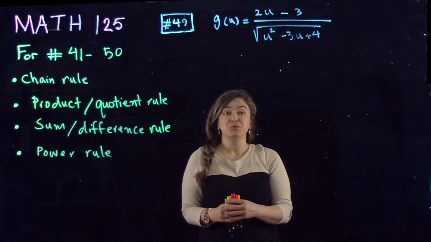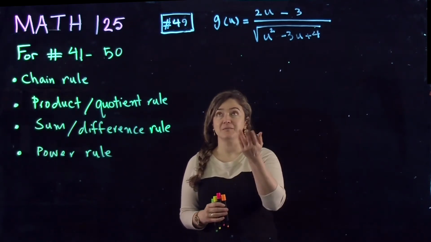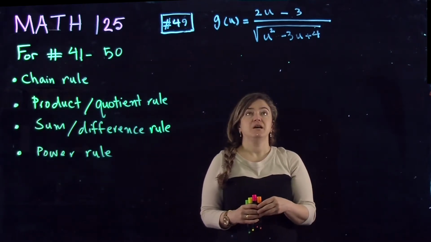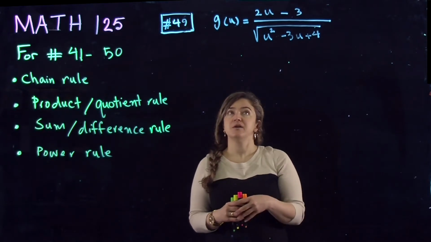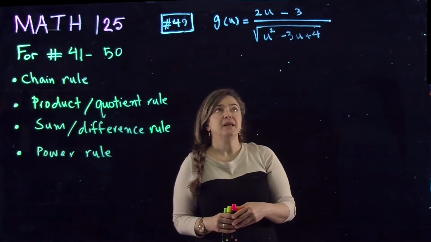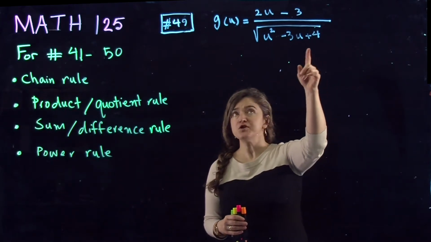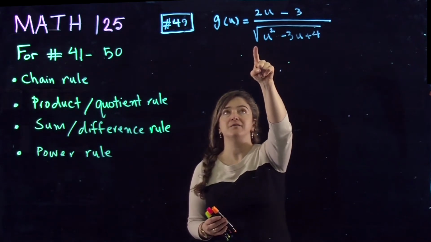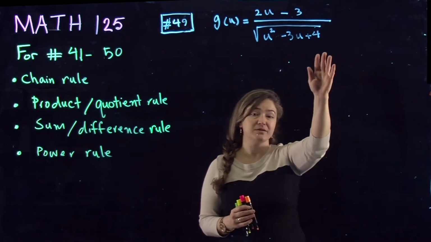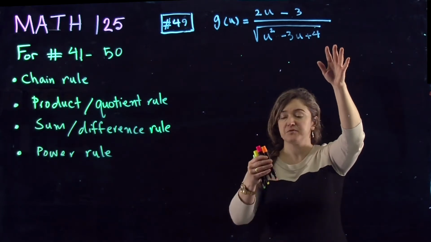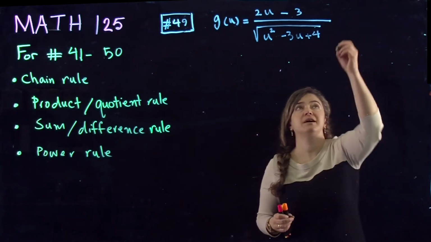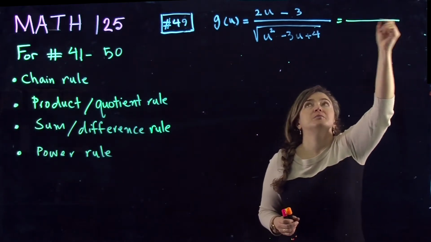Continuing with Math 125 Gateway questions, this time question number 49 out of the pool 41 to 50. It's supposed to be a combination of chain rule, product rule, quotient rule. In here, first thing that I observe is that we have square root, and as we have discussed, that format is not the one that is best for taking derivative. So what I do is I replace the square root by power 1/2.